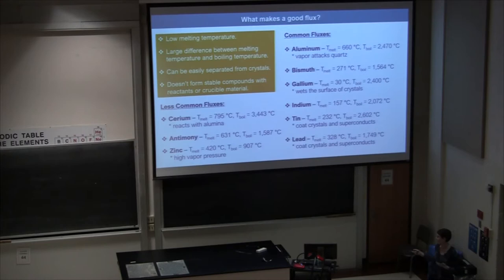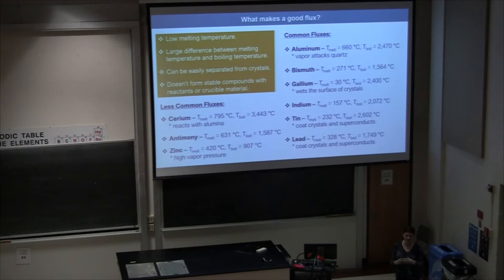Zinc is quite tricky because there's this small gap between its melting temperature and its boiling temperature, although there are very clever ways to get around this, and I've provided references at the end of the talk that you can see for this. And Julia has done a ton of work with antimony as a flux. Actually, I don't see any reason why it's not one of the more commonly used fluxes. Its melting temperature is a bit high, but in general, I don't know of any reason why it's a more challenging flux than anything else.